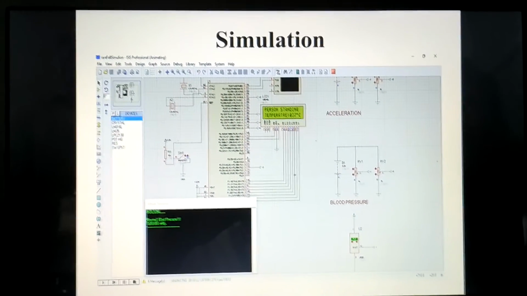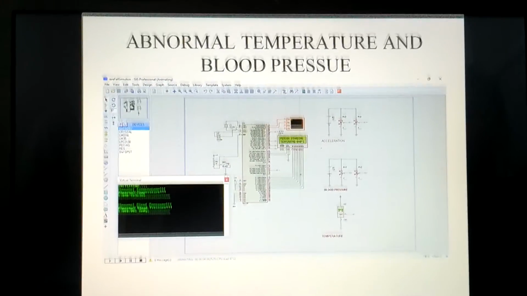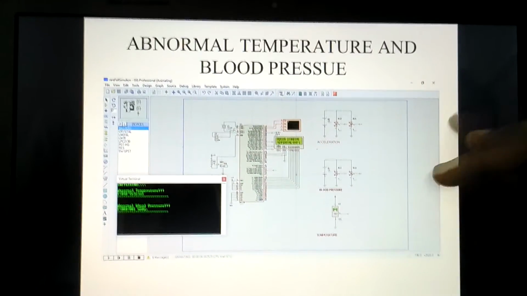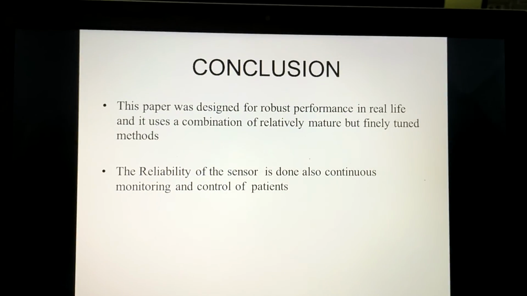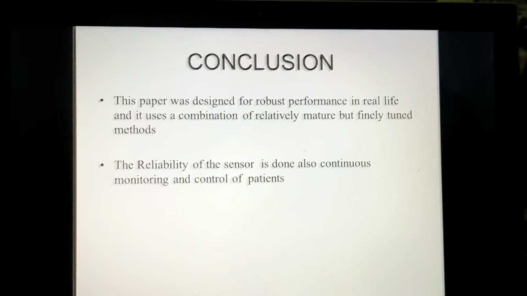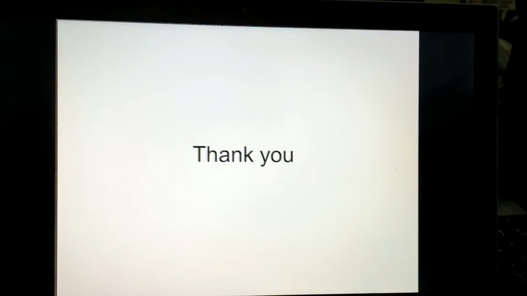This is the simulation result. By using Proteus, after the simulation, this is based on the abnormal blood pressure sensor. This is a fall occurred. This is the conclusion. The paper shows a robust design and performance in real life, and the sensor is done continuously for control of motion. This is the reference.